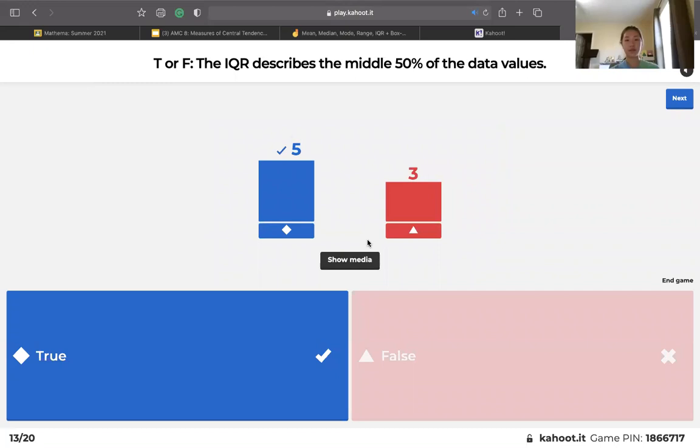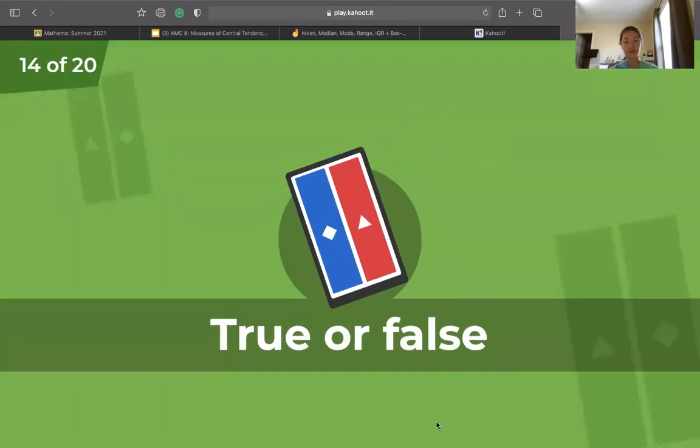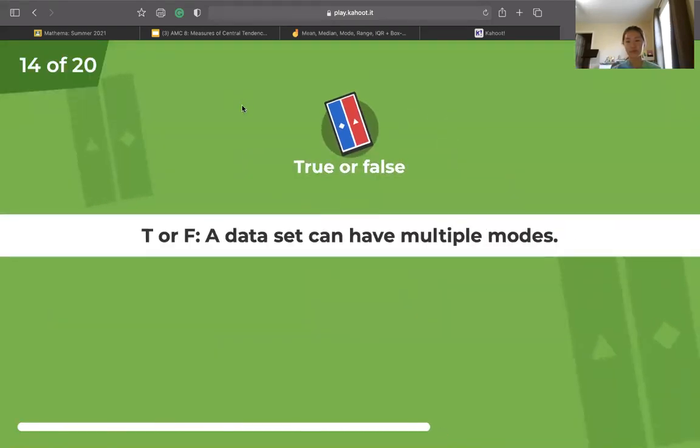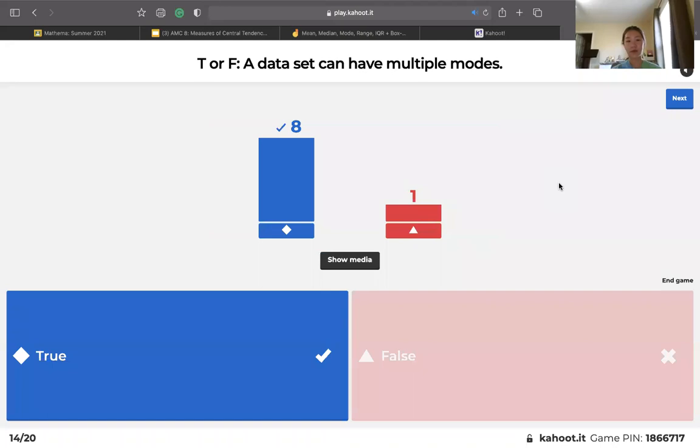So this is actually true. The interquartile range is the middle 50% of the data. Wow, you guys answered really quickly. But yeah, a data set can have multiple modes or no mode.